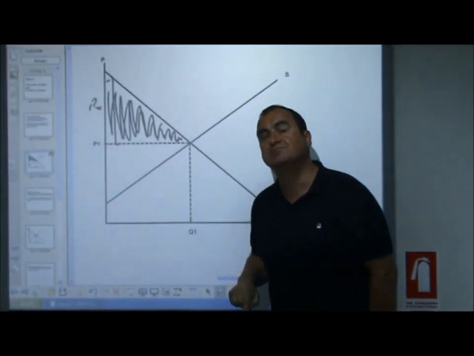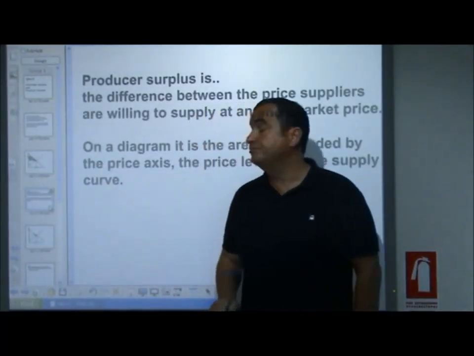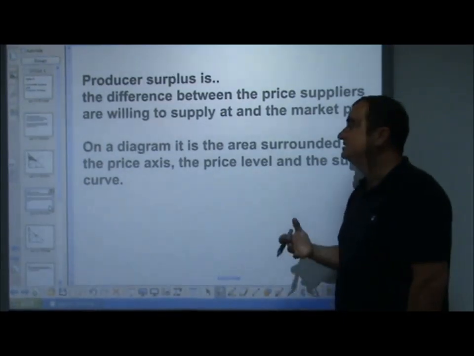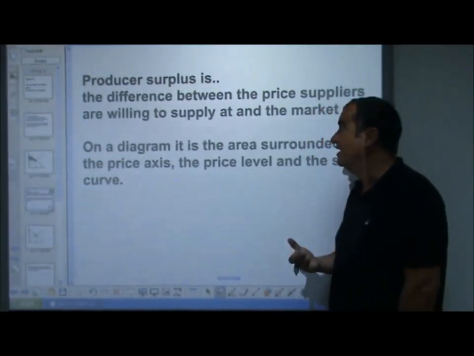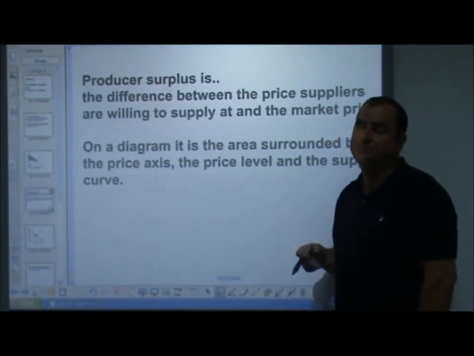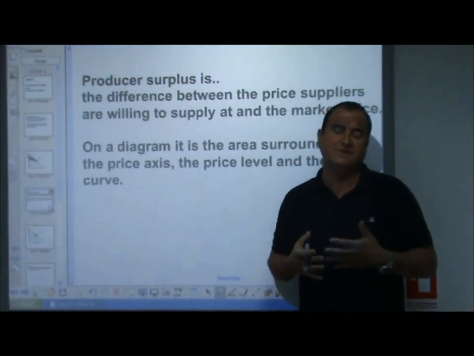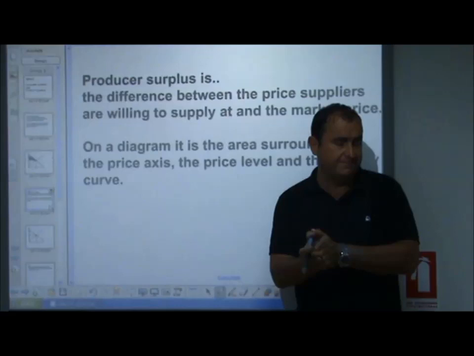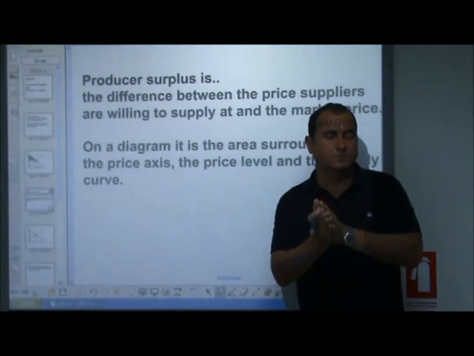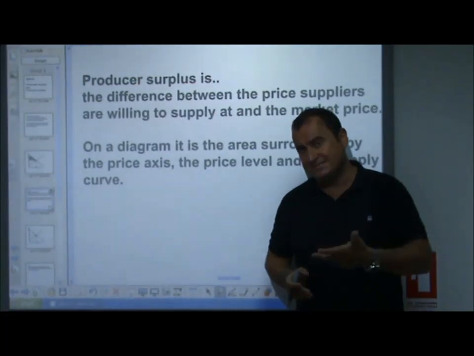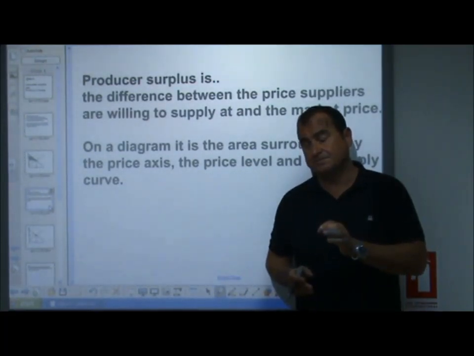But let's now switch to producer surplus. Producer surplus is the difference between the price suppliers are willing to supply at and the market price. Now, people do get a little confused with this definition. You have to be precise with your definition. It's the difference between the price suppliers were willing to supply at and the market price.